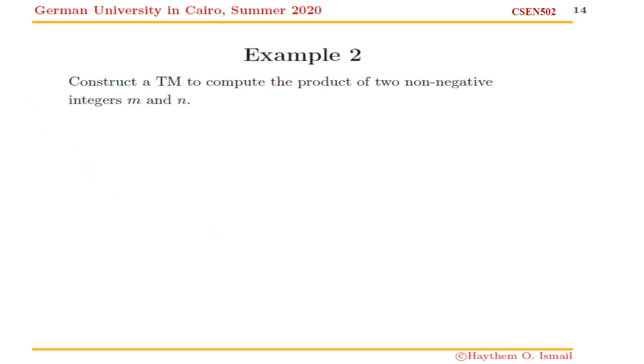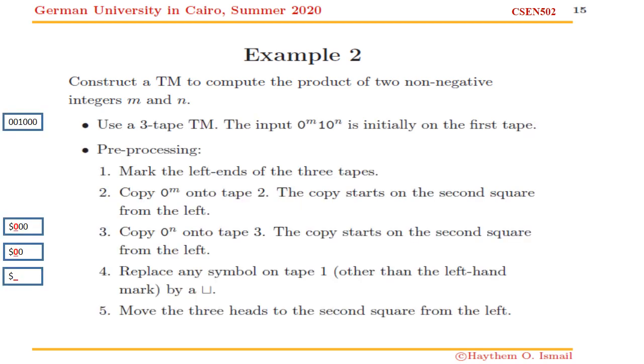A second example. Construct a Turing machine to compute the product of two non-negative integers, m and n. So we want to basically do multiplication now. So here's the idea. We're going to use a 3-tape Turing machine. We're allowed to use multi-tape Turing machines now. And the input, 0^m 1 0^n, is initially on the first tape. So for example, if m is 2 and n is 3, this would be the input: 2 zeros, the unary representation of 2, then the separator, the 1, then 3 zeros, the unary representation of 3.